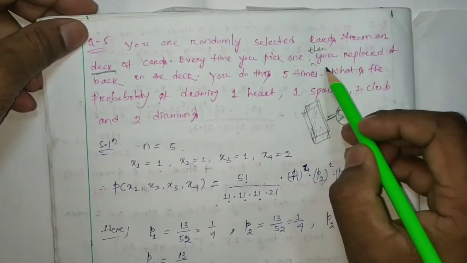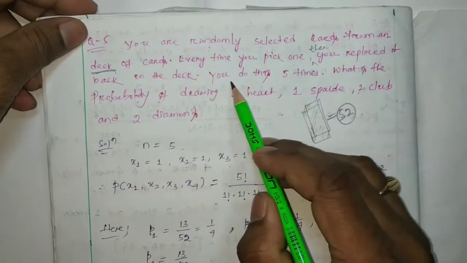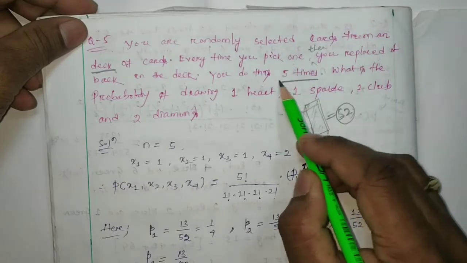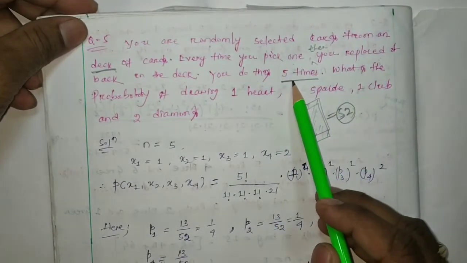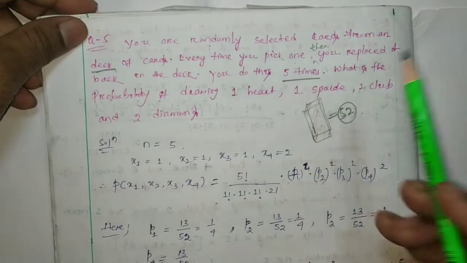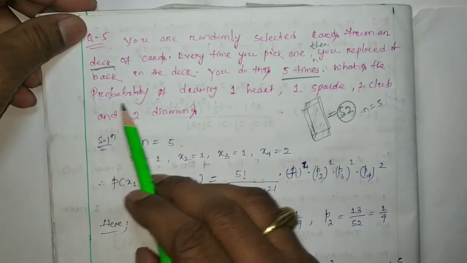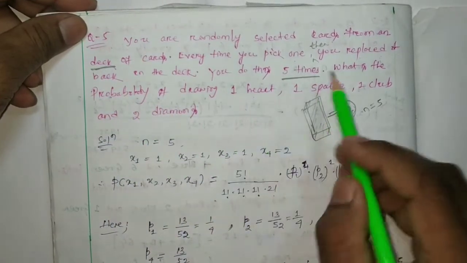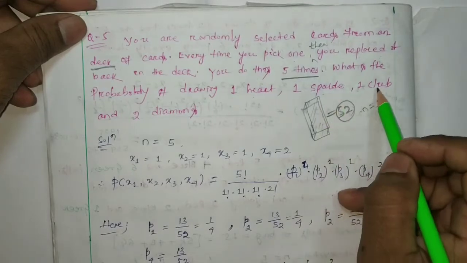Then you replace it back in the deck. Do this 5 times. So here the number of observations is 5, or the number of trials you can say is 5, that is small n is 5. What is the probability of drawing one heart, one spade, one club and 2 diamonds?